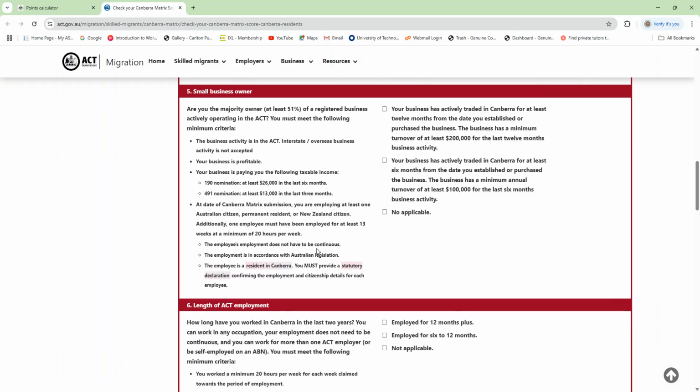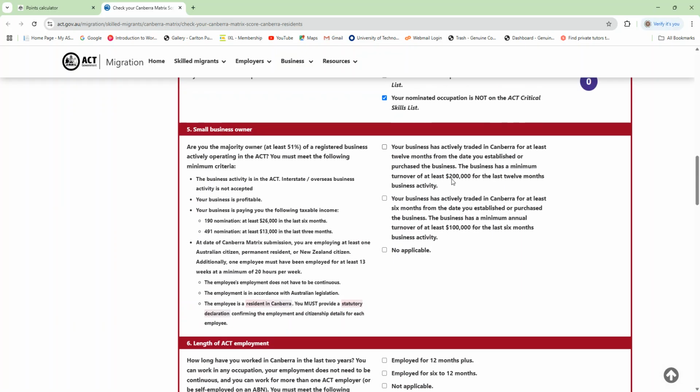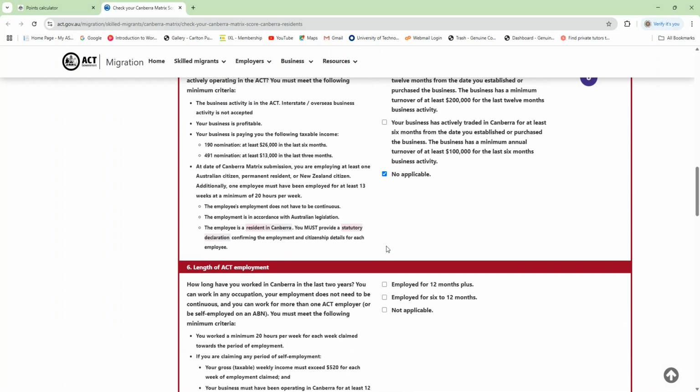And if you are self-employed, then it is 20 hours per week, and you also have to provide a statutory declaration. You have to prove how the self-employment is going, who has the 49% share and how you hold the 51% share. You have to prove all these things. The most important thing is that with $200,000 in the last 12 months, you will get 20 points. If you get only $100,000 in the last 6 months, 10 points. If it is less than that, even if you have a business, you will get zero points.